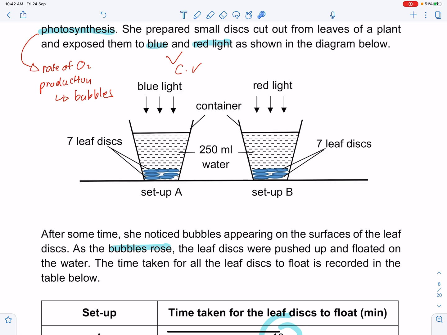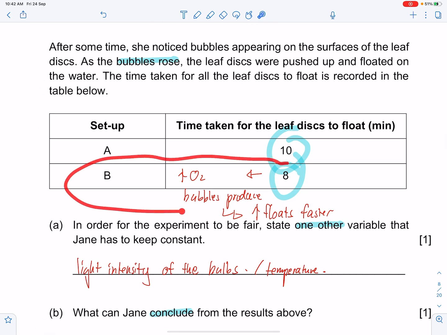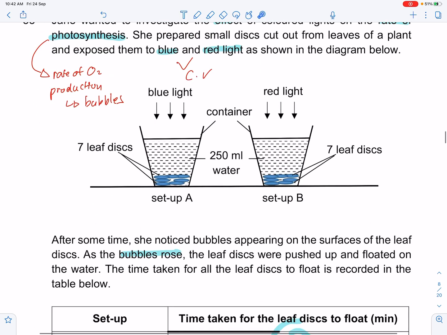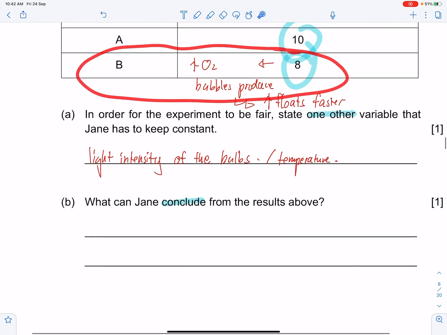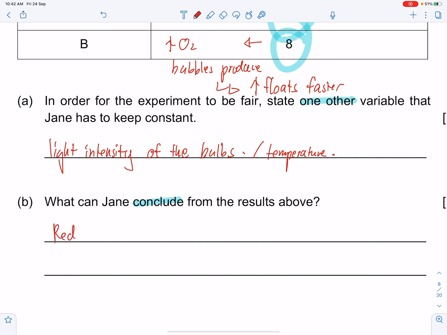Time. And the proxy for this is the amount of bubbles being produced. So the more bubbles being produced means the shorter the time taken. Okay, so what can she conclude? She can conclude that B, which is using red light, actually causes the rate of photosynthesis to occur faster. Correct?